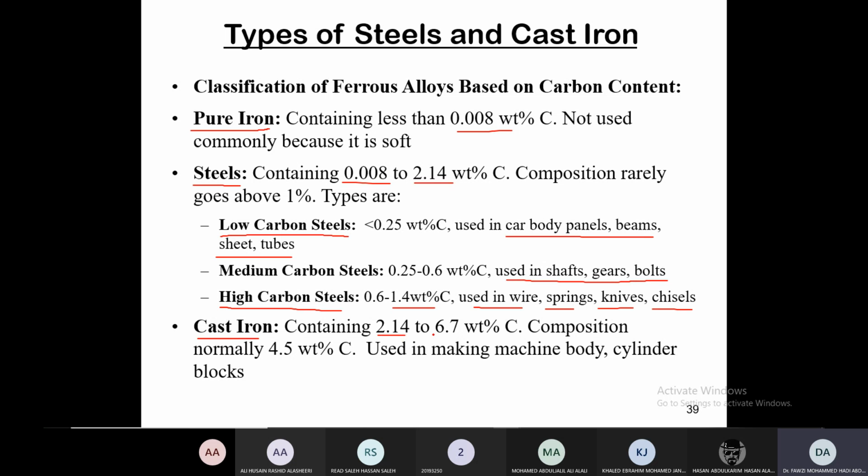Cast irons are between 2.14 to 6.7. Normally it does not go more than 4.5 in terms of composition, or 4, which I'm mentioning here, 4.3. And these are used in making the machine body, cylinder blocks, the engines, in these applications.